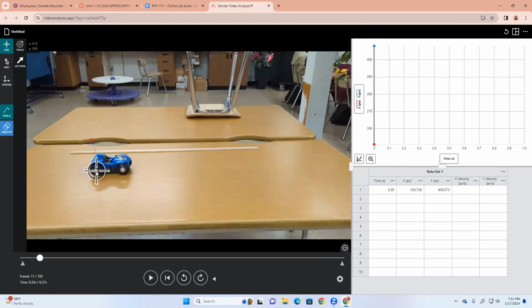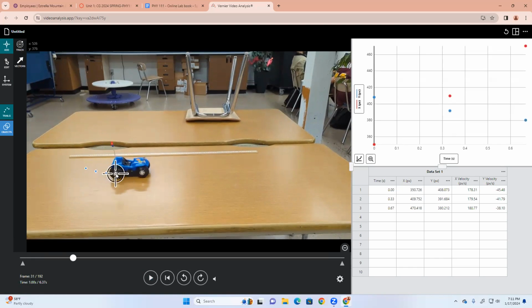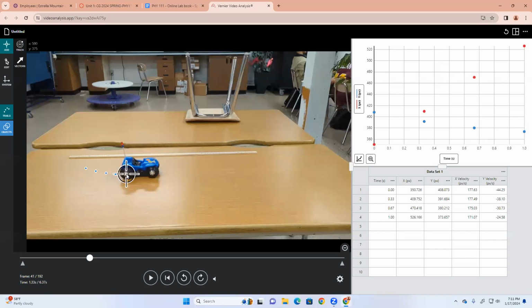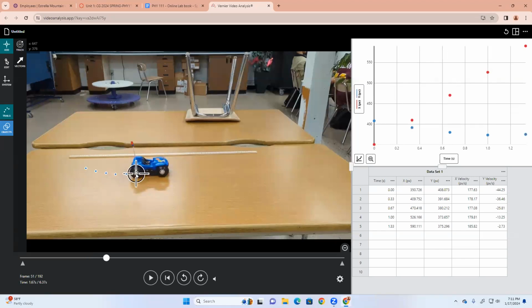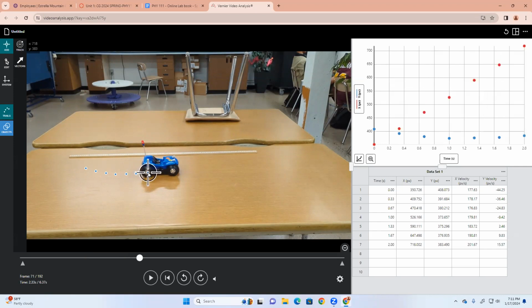The car goes forward 10 frames. I'm going to click the back center of that back wheel again. The center of the back wheel again. I'm going to keep on doing that. And I'm showing the computer where that car is at every 10 frames.